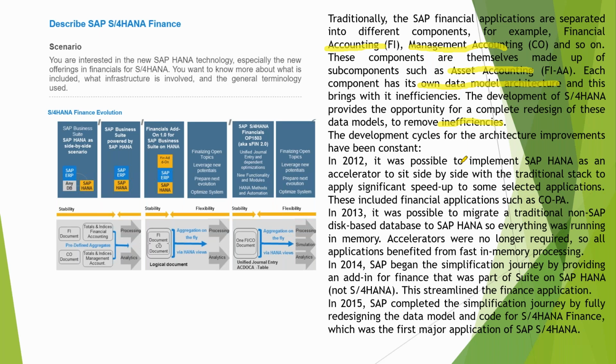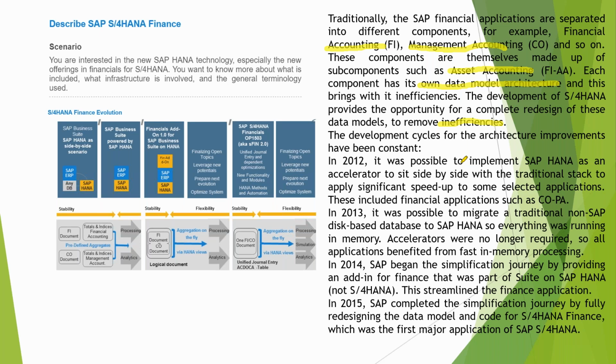Now, how does the system know which line item belongs to which type of document? That is very important. When you're merging multiple tables, there should be a field which will segregate that.